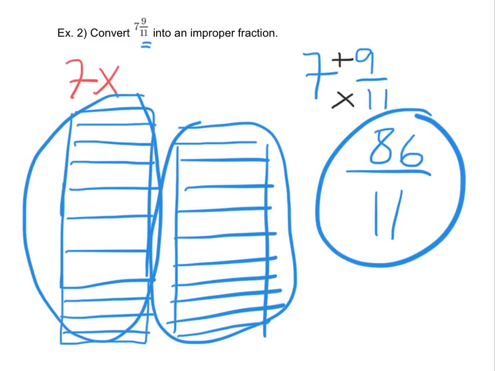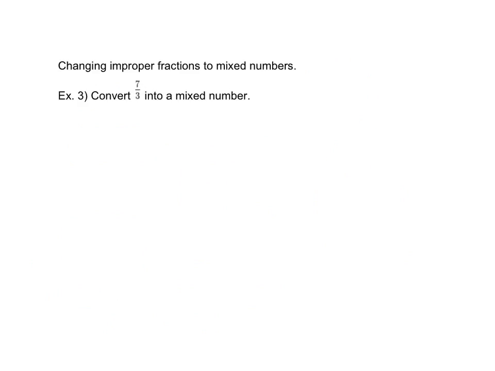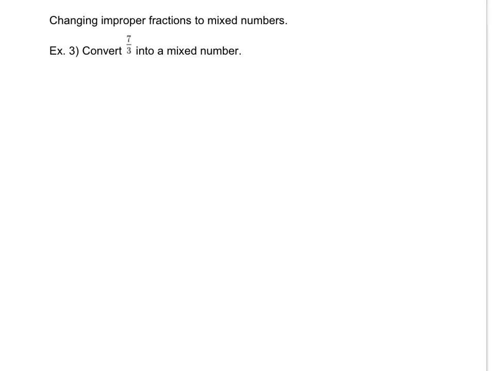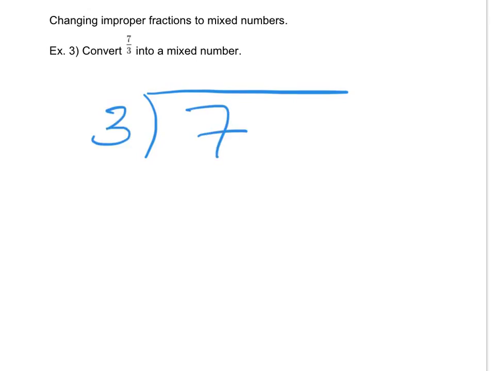So let's move on to the opposite. What would happen, for example, if I gave you an improper fraction, and I want it turned into a mixed number? It's easy. What you do is, it's a division. So this means that it's 7 divided by 3. 7 over 3 means 7 divided by 3. So you do 3 here and 7 here, and you divide.